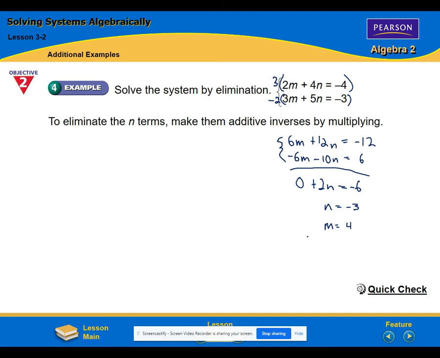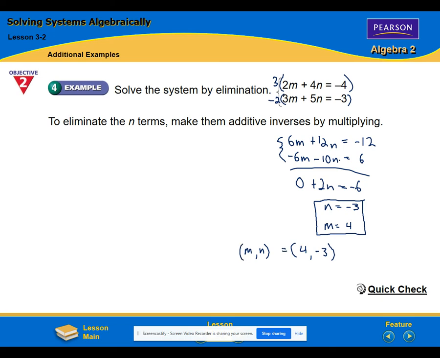Now, as far as ordered pairs go, if you're going to give it to me as an ordered pair, and by the way, when it's weird variables like this, you can certainly just give me that. But if you're going to give me an ordered pair, you've got to do alphabetical. M comes before n in the alphabet, so it's 4, negative 3. Or just to be safe, you could also do this: m, n equals 4, negative 3.